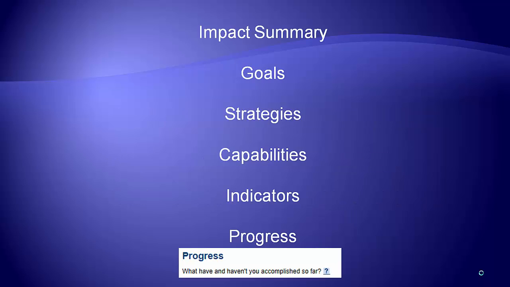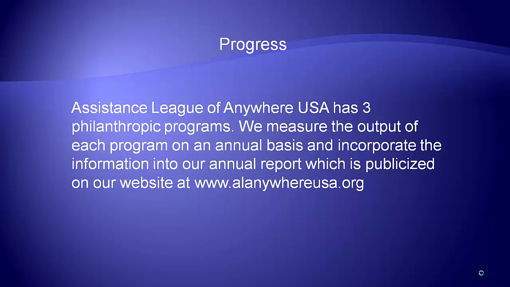We are now at our last subsection, which is our progress. Okay, this is where we can brag and is one of our strongest elements. We are making huge progress in serving our population across 120 chapters. The thousands of individuals, especially children, we serve is a quantitative indicator. In our Mythical Assistance League of Anywhere USA chapter, we measure the output of each program. We can measure the progress very easily.